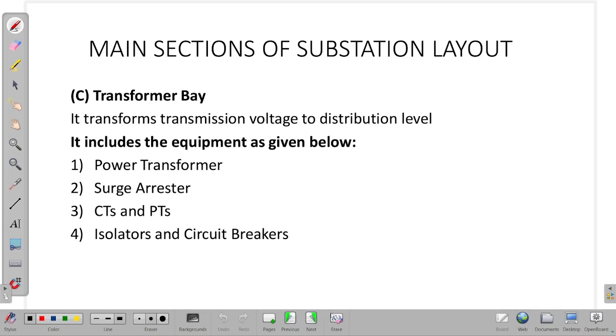Then comes our transformer bay. In the transformer bay, the transformer is located. It transforms the transmission voltage to the distribution level. It includes the following equipment: first the power transformer, then surge arrester, then lightning arrester, the current transformer and potential transformers, isolators, and circuit breakers. This is about the transformer bay.